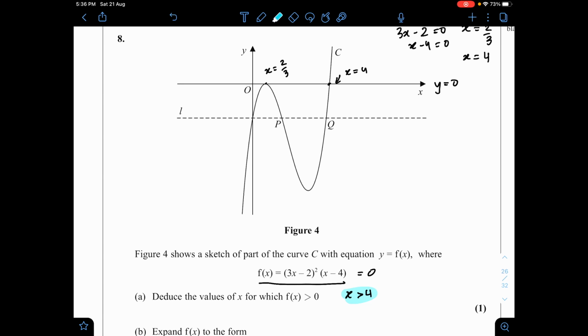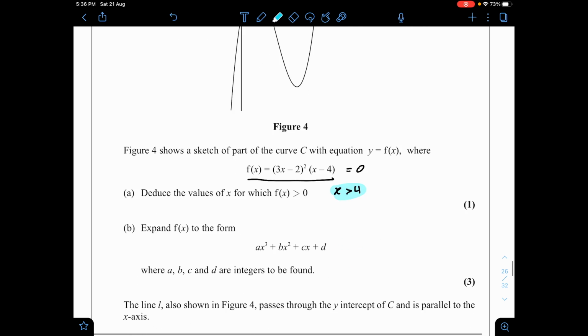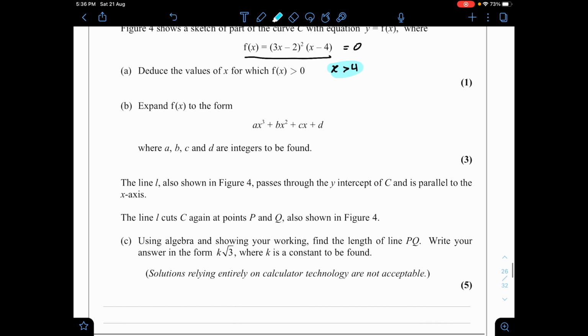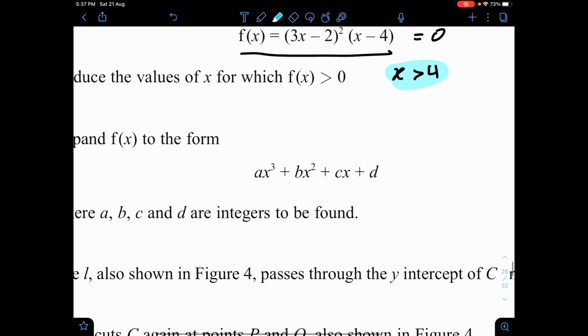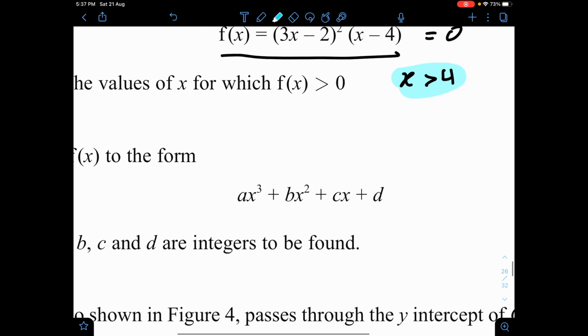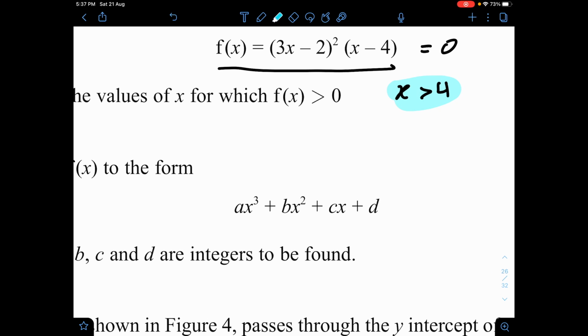Alright, so part B, expand f of x to the form ax cubed plus bx squared plus cx plus d. Alright, so this is actually pretty simple. All we have to do is expand, and we're gifted 3 marks for this. So all we have to do is expand.